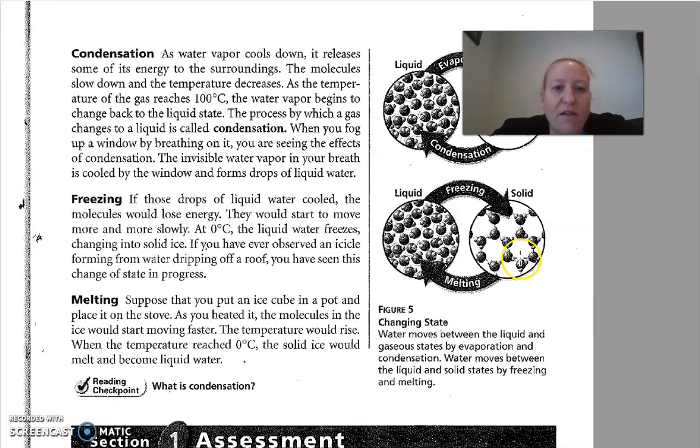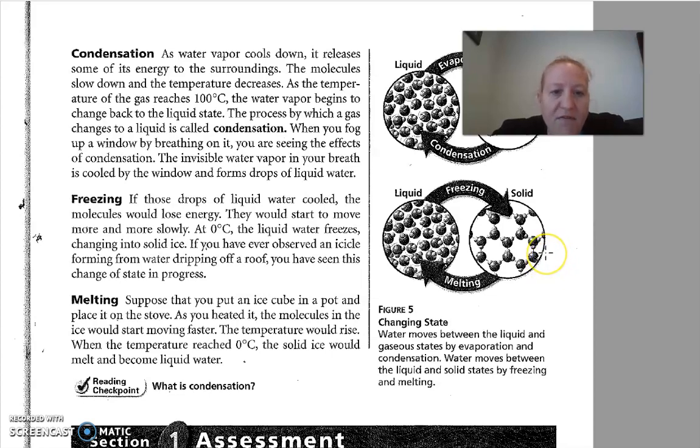Condensation. As water vapor cools down, it releases some of its energy to the surroundings. The molecules slow down and the temperature decreases. As the temperature of the gas reaches 100 degrees C, the water vapor begins to change back to the liquid state. The process by which a gas changes to a liquid is called condensation. When you fog up a window by breathing on it, you are seeing the effects of condensation. The invisible water vapor in your breath is cooled by the window and forms drops of liquid water.